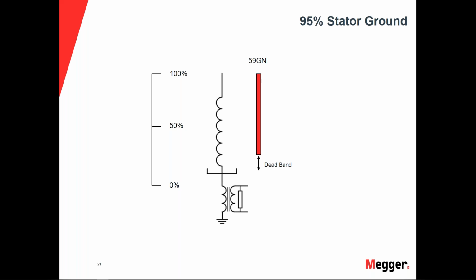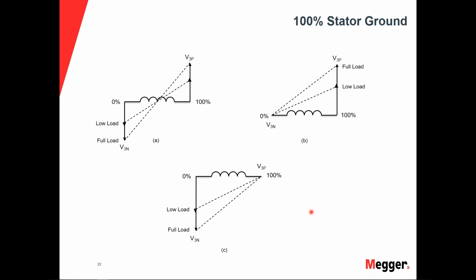So now that we have this dead band that we talked about, we need to use another relay, or we use another relay in addition to this one. This is where we come into the 100% stator ground. Since the 59 GN relay that we talked about in the slide before has 95% coverage, we want to be able to cover the other 5%. In order to do that, we're going to have to rely on what is inherent to the generator itself.